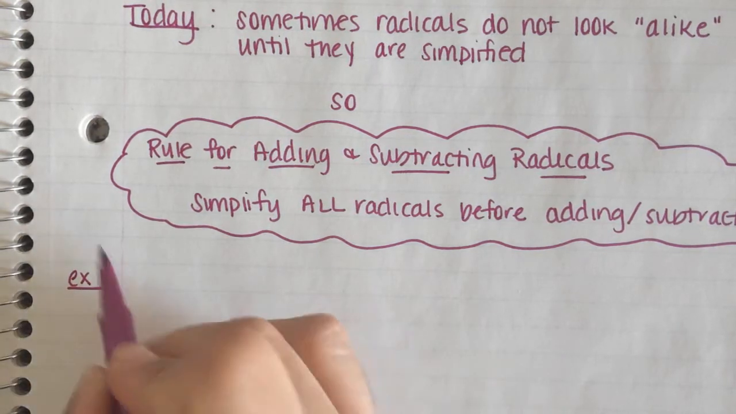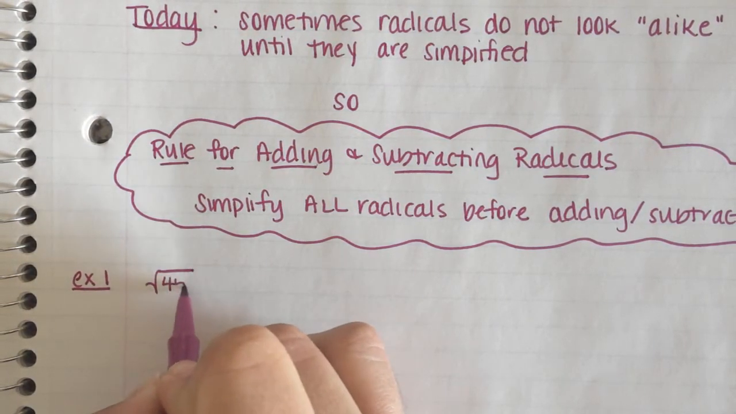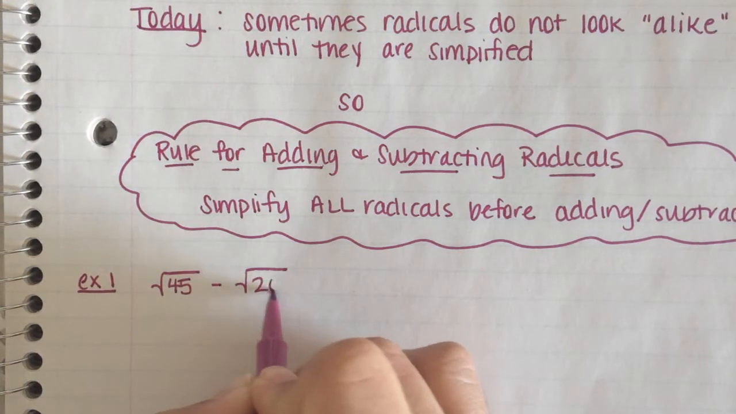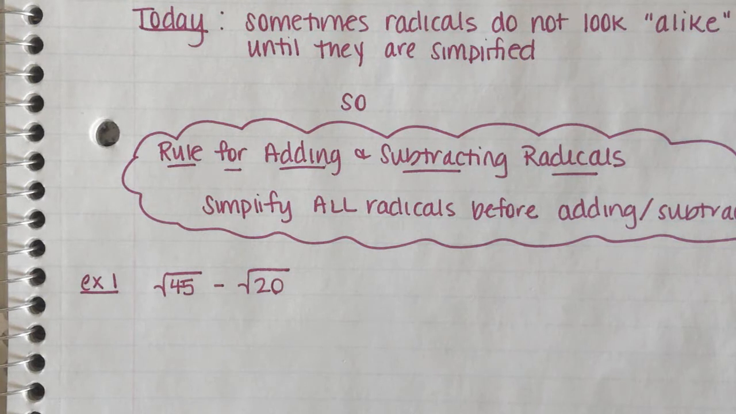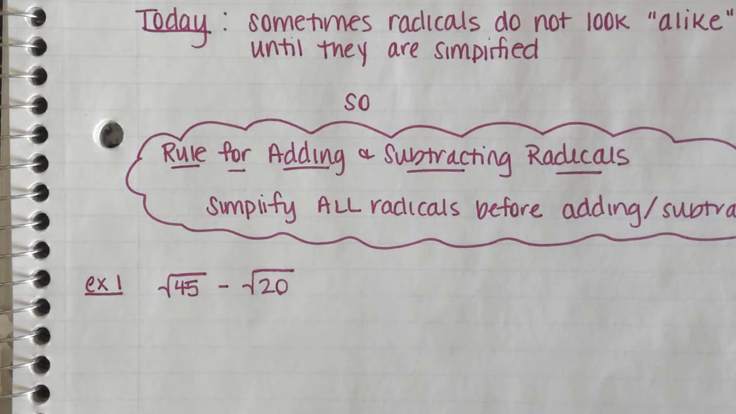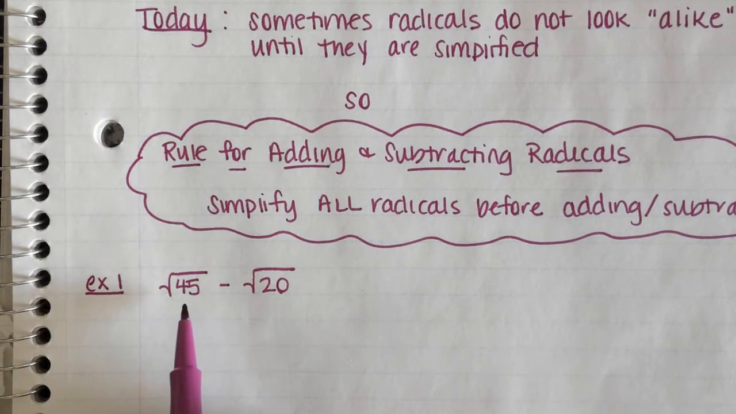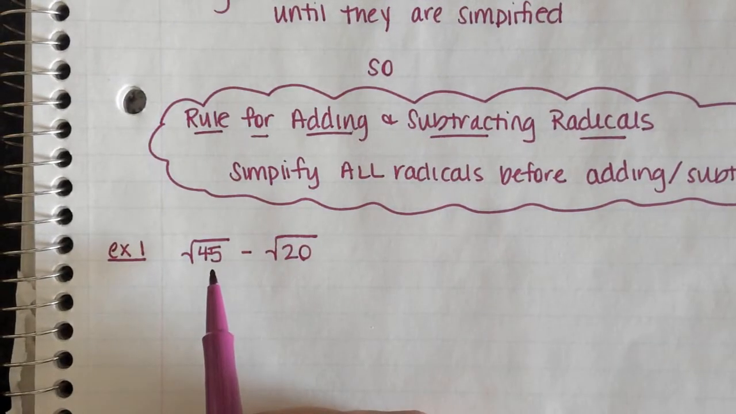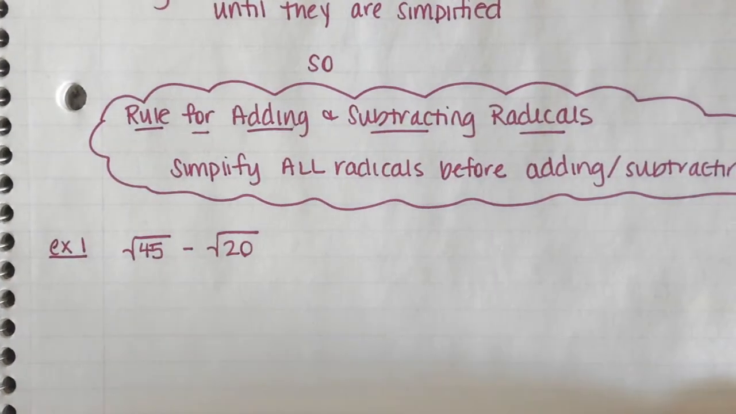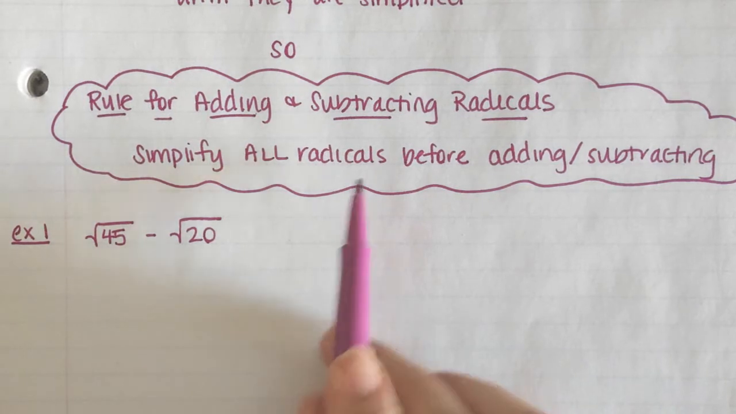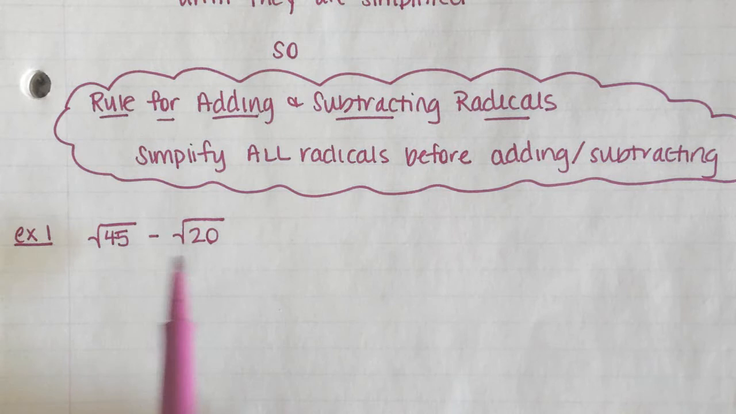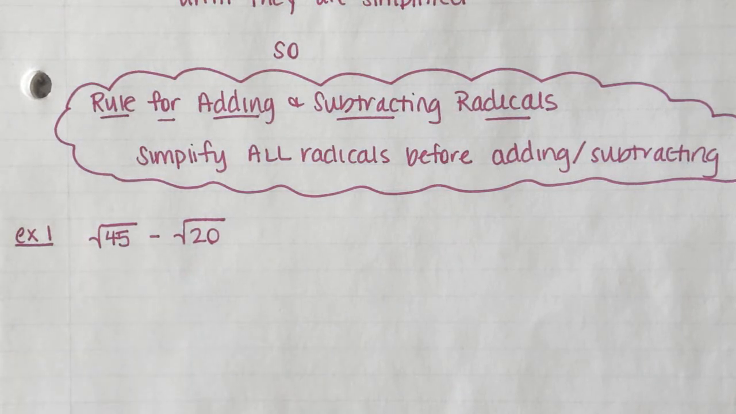Example 1 would be the square root of 45 minus the square root of 20. So when you look at this, you notice that they're not the same radicals. However, these radicals could be simplified by themselves. So I could actually simplify the square root of 45, and I want to simplify it. You cannot add or subtract unless everything is simplified. That's why I'm using this rule up here. Simplify all radicals before you add or subtract. So I'm not going to worry about subtracting if I know I have radicals that need to be simplified.